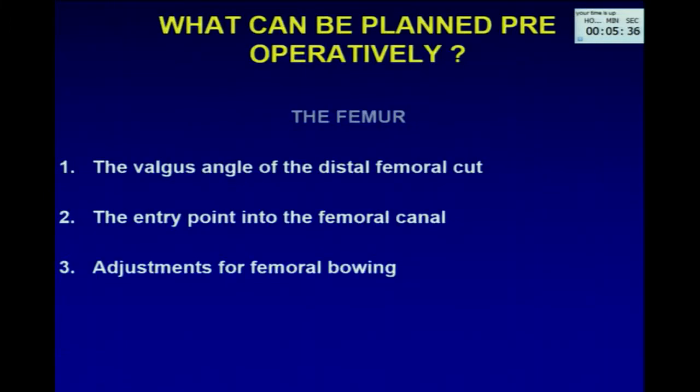So what can be planned preoperatively? It is important. For the femur, yes, you can plan the valgus angle of the distal femoral cut. You can plan the entry point of the femoral canal. All arthritic knees are not the same. In some osteoporotic knees, you have an excessive bowing of the femur, so you have to adjust this femoral entry point according to your femoral bowing.